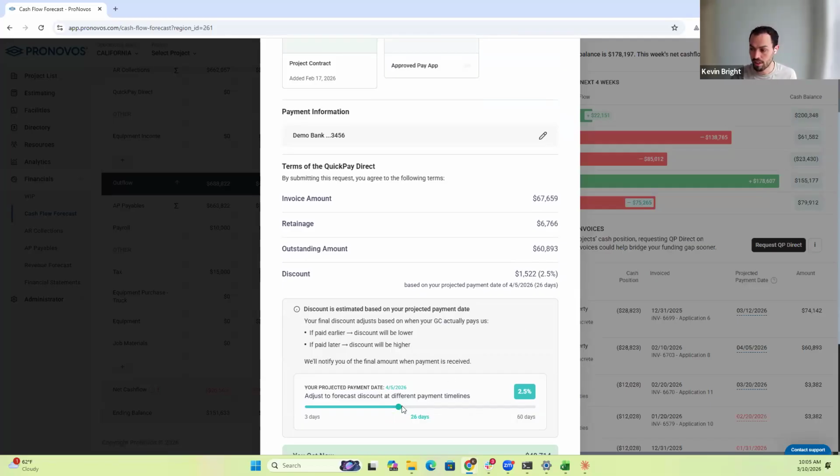So for the first 15 days, it's 1.5%. So if you get paid by your client within 15 days, it's a 1.5% discount. For every 15 days after that, it is another 1%. So I think based on this, we were saying April 5th was the projected payment date. So that'd be a 2.5% discount. So the discount I would be taking on this would be $1,500 to receive that $60,000 within 24 hours.